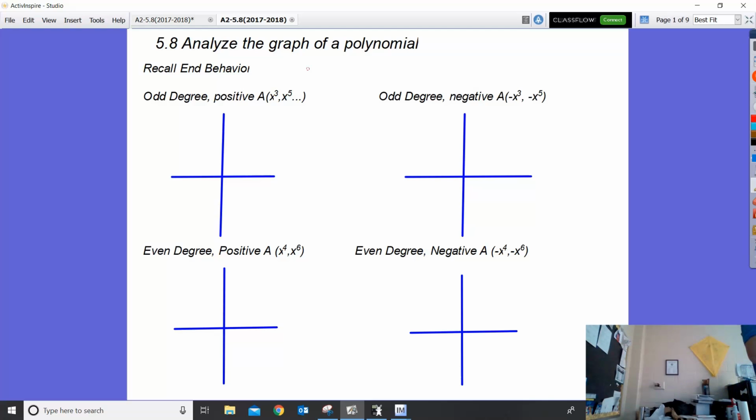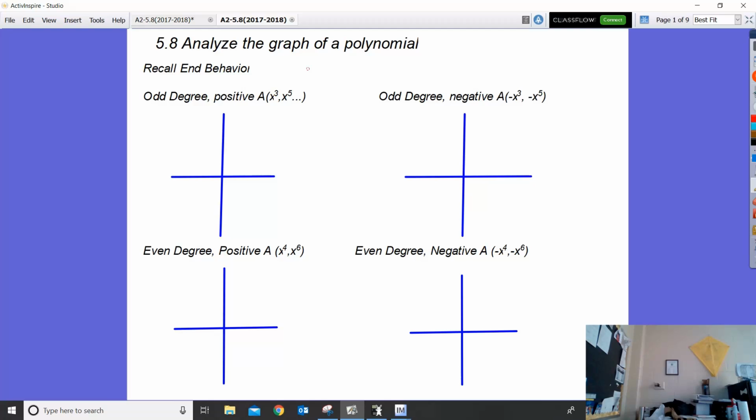5-8. It's called analyzing graphs. It basically means you graph polynomials. The prereq skill is something we talked about in December. It's called end behavior. You're supposed to remember how things behave.